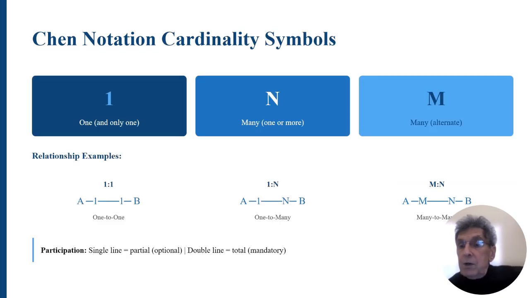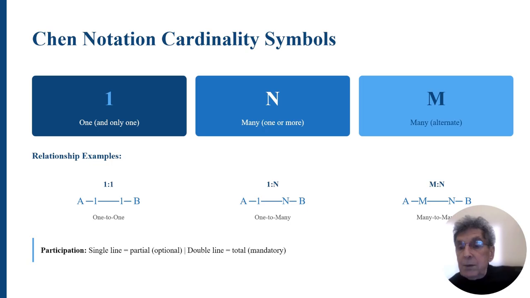In Chen notation, cardinality is shown with simple labels. One means one and only one. If you see a 1 near an entity in a relationship, each instance of that entity refers to exactly one instance of the other. N or M means many, one or more, potentially unlimited. Different letters are used when you have many-to-many to distinguish the two sides.